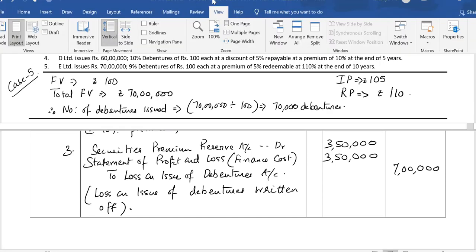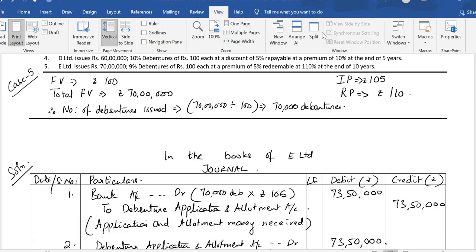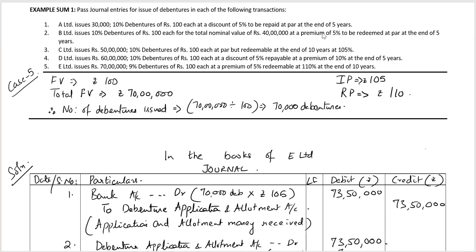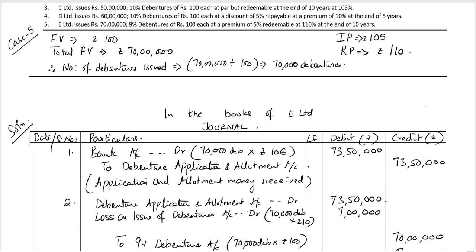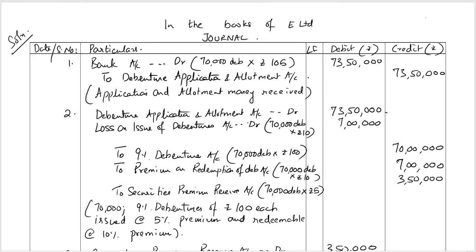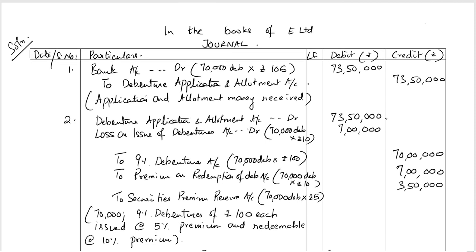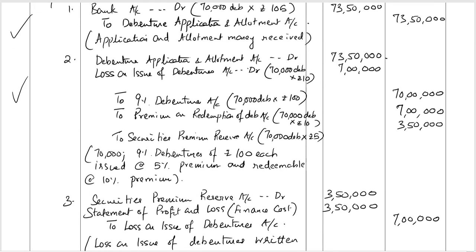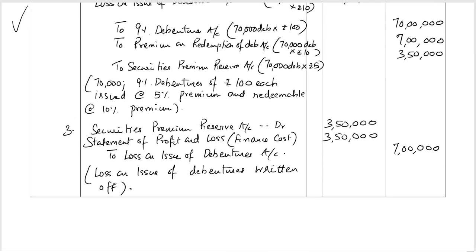Entries are done. We can view the answer. The first two entries. And the final entry.